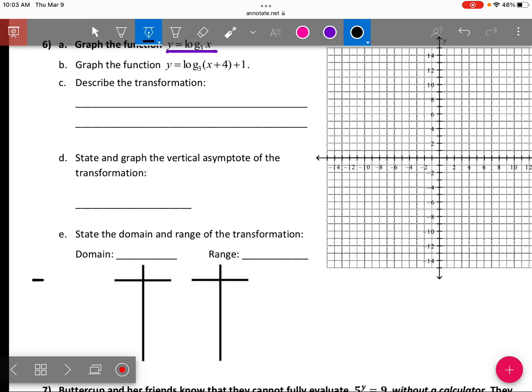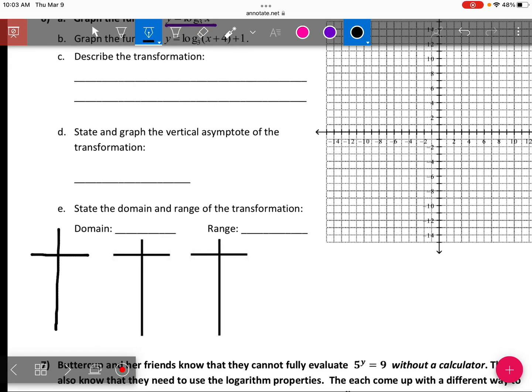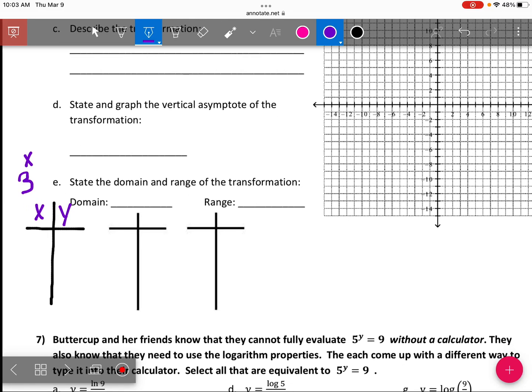I think I know what you're thinking about, because my parent function uses that same base. We think of 3 to the x. 3 to the x is going to be kind of the parent of the parent function. We're going to think about x and y, our exponentials, when we did that. Same thing we would normally do: -2, -1, 0, 1, and 2.